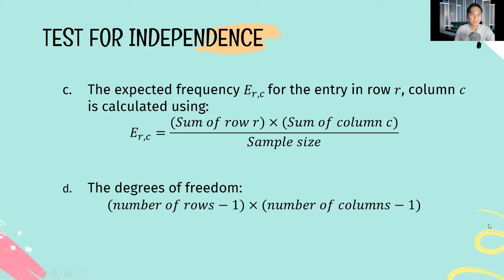Letter C, step natin. So for the expected frequency, we have expected frequency R, comma C is equal to sum of row times sum of column divided by the sample size.